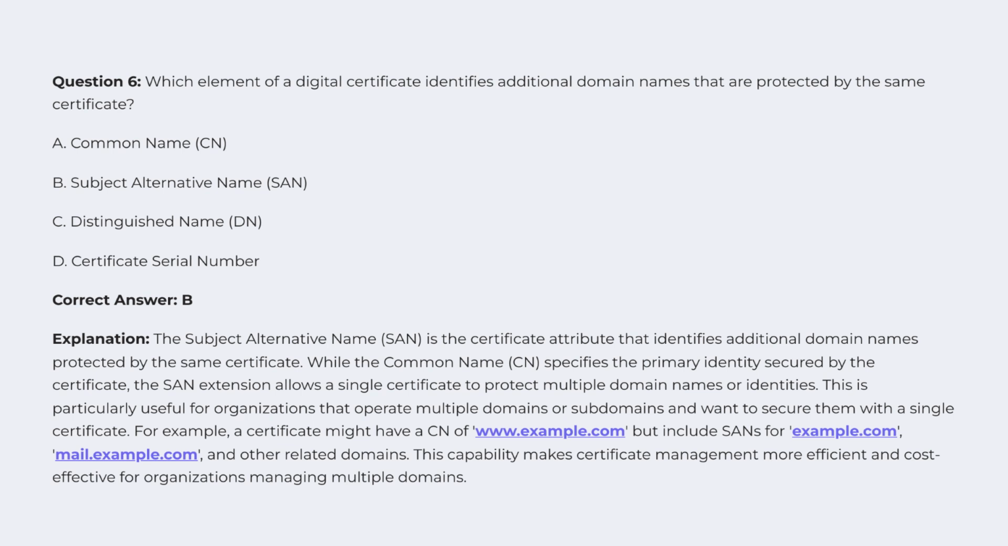certificate. For example, a certificate might have a CN of www.example.com, but include SANs for example.com, mail.example.com, and other related domains. This capability makes certificate management more efficient and cost-effective for organizations managing multiple domains.